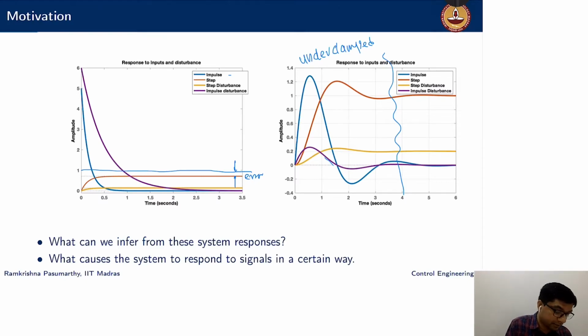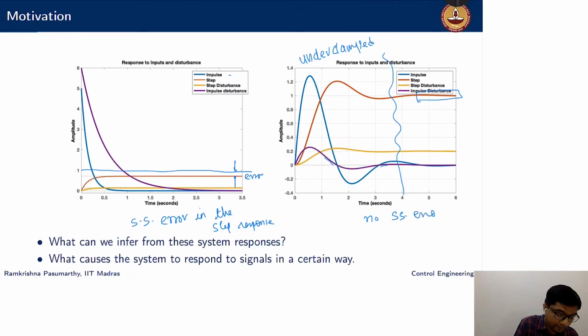On the right hand side, the impulse dies down and goes to zero, and the step response, which is the thing in red, goes to one. So on the left hand side there is an error, which I can now call the steady state error in the step response. On the right hand side there is no steady state error in the step response.